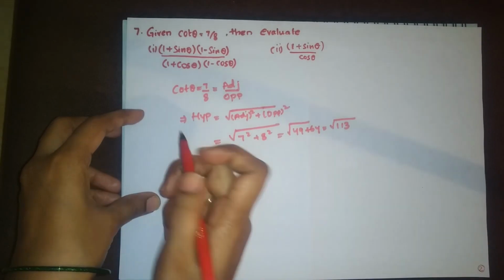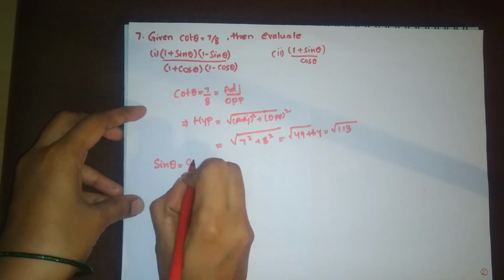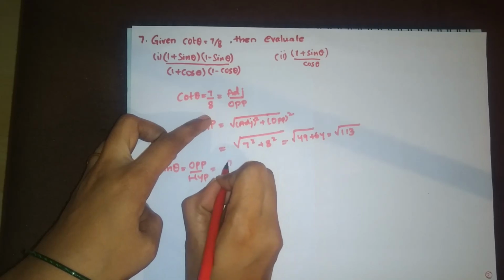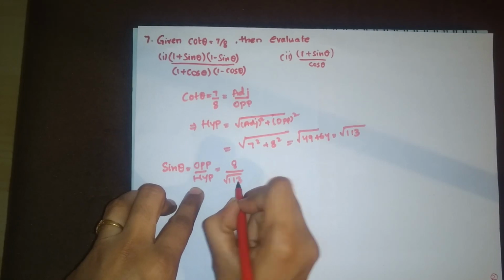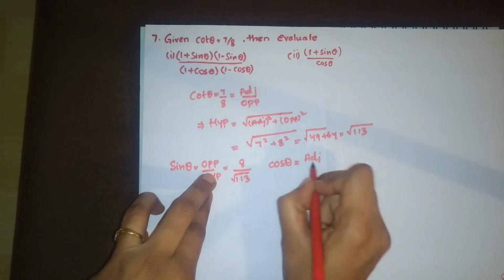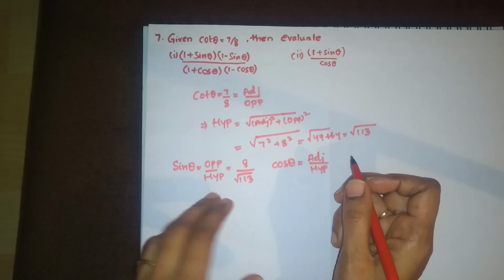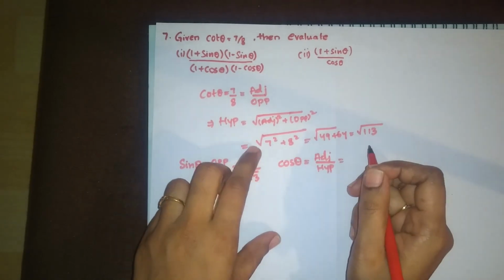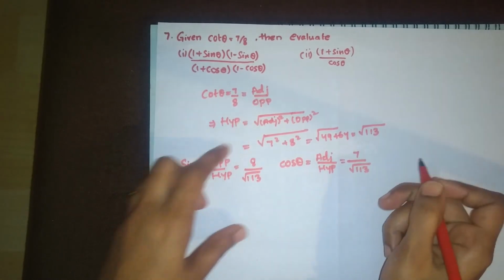Now here, what is sin theta? Sin theta is opposite by hypotenuse. What is opposite? 8. And what is the length of hypotenuse? Square root of 113. And now cos theta. Cos theta formula is adjacent side length divided by hypotenuse. Actually, you don't have any option over here. You need to remember these basic formulas. Adjacent length is 7 divided by hypotenuse length, square root of 113.